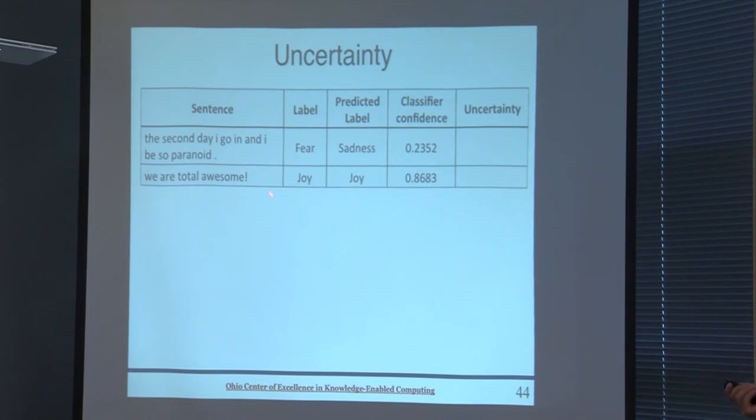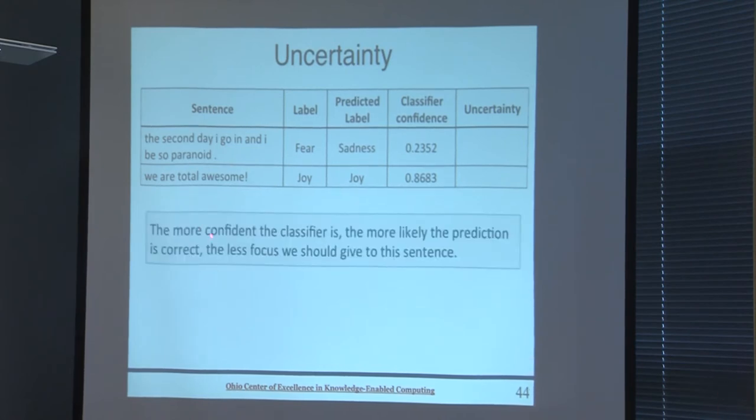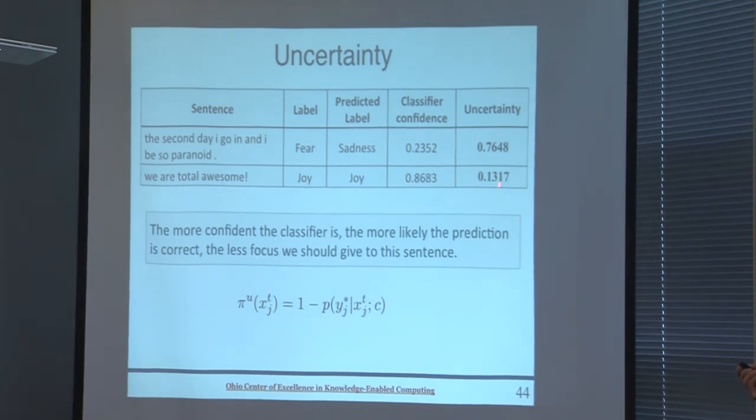By contrasting these two examples, what we find is that usually the more confident the classifier is, the more likely the prediction is correct. For this one, the classifier is not confident at all. What does this mean? The classifier is saying it has 23% chance of expressing fear, 22% chance of expressing joy, 21% of expressing something else. All these probabilities are so similar, so the classifier is very confused. It just doesn't know what to do. So if it has very high confidence, then we should give less focus to this sentence, because a high-confidence prediction usually has a higher chance of being correct. Instead, we should pay more attention to cases where the classifier is not confident. That is why I define the uncertainty as one minus this confidence. You can see for the first one, the uncertainty would be very high. For the second one, the uncertainty would be very, very low.